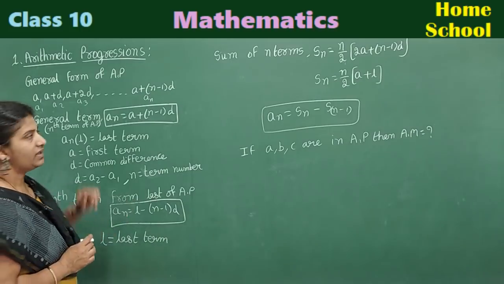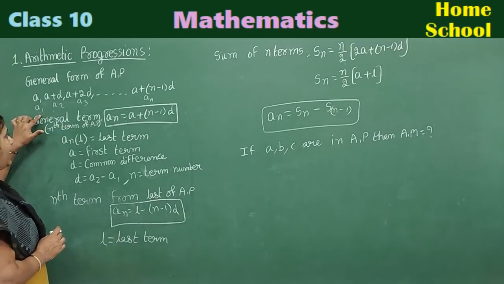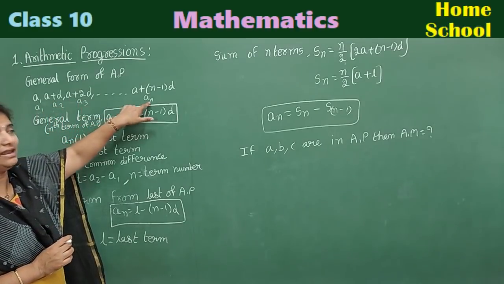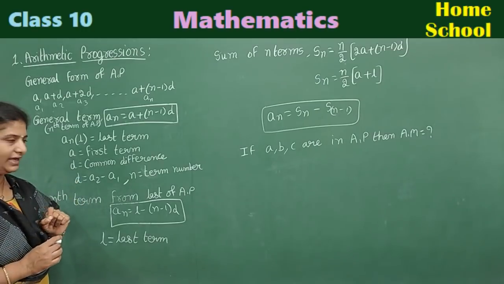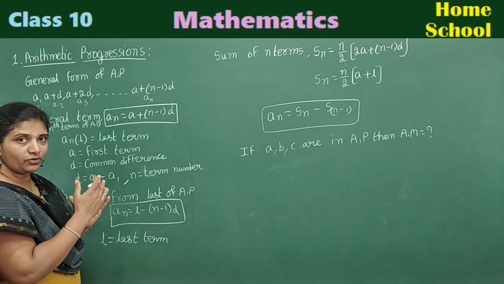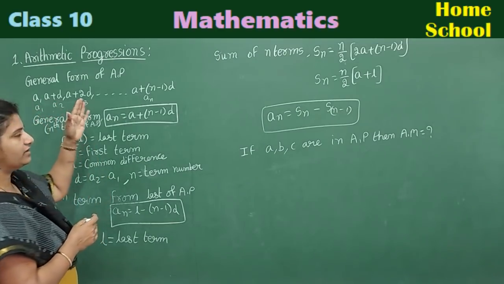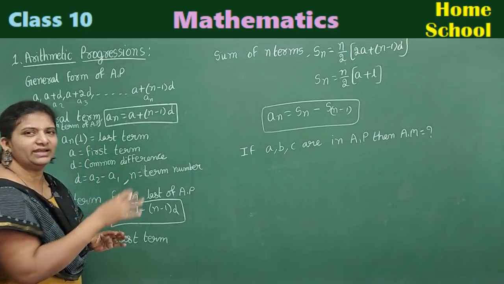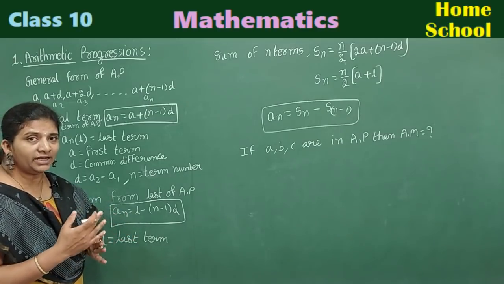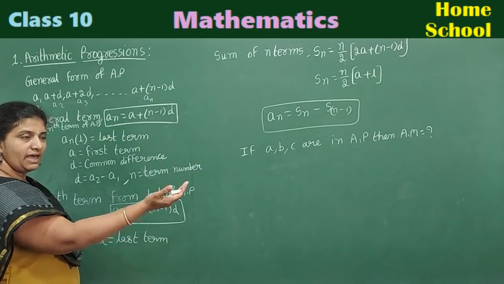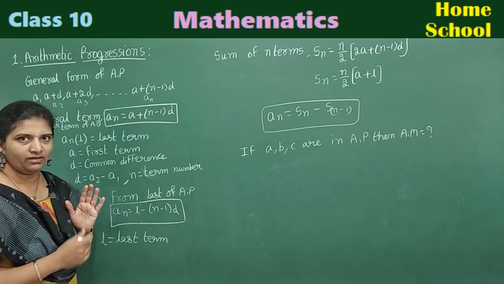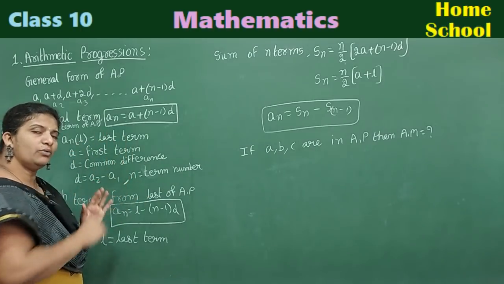n is the term number. A1, A2 means what? A1 first term, A2 second term, A3 third term, An nth term. n indicates the term number. This is the formula we use for arithmetic progression from the starting. If first, second, third terms are given, and we need to find the 10th term or 20th term, we use this formula. Then what about when your last term and the term before it are given, and you need to find the 10th term from last? How can you find the 10th term from last?